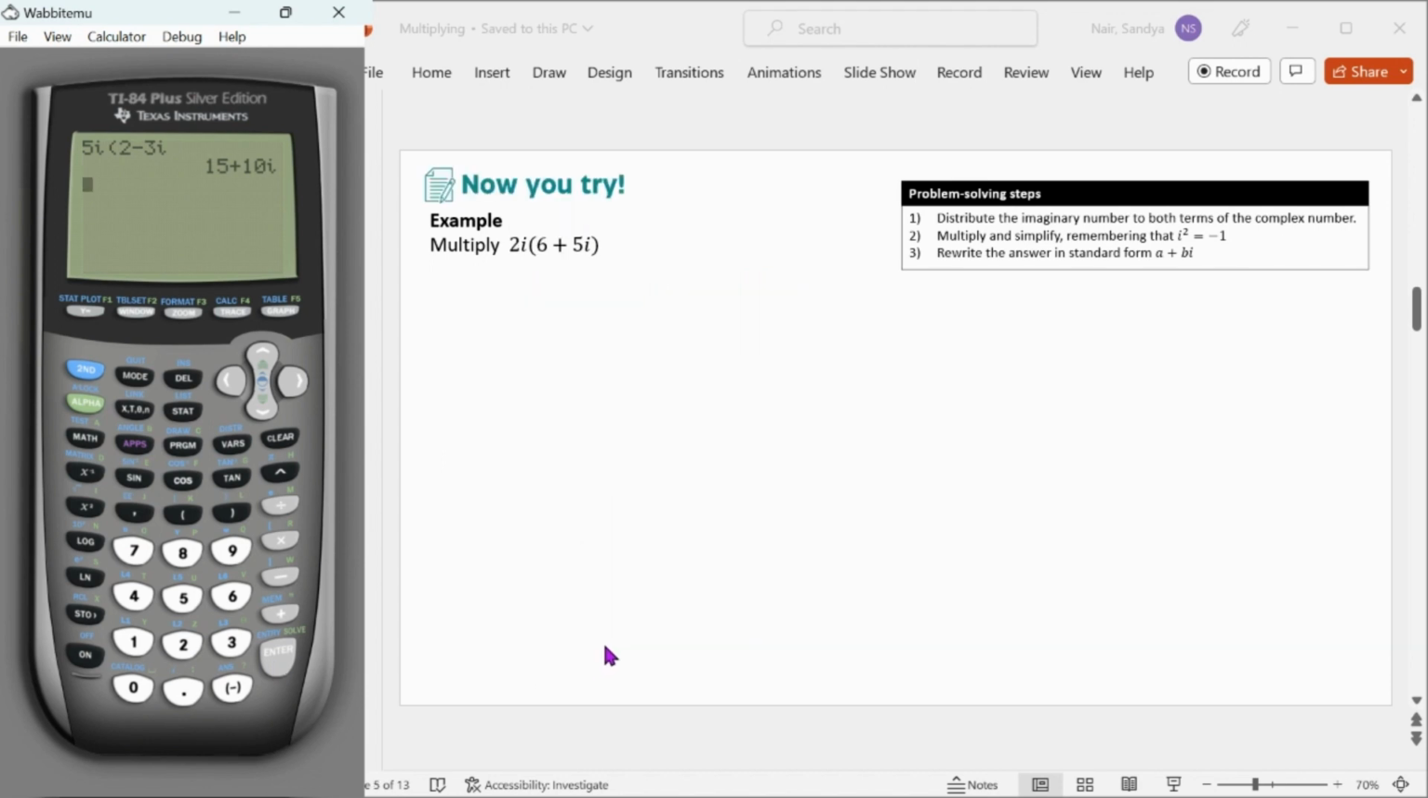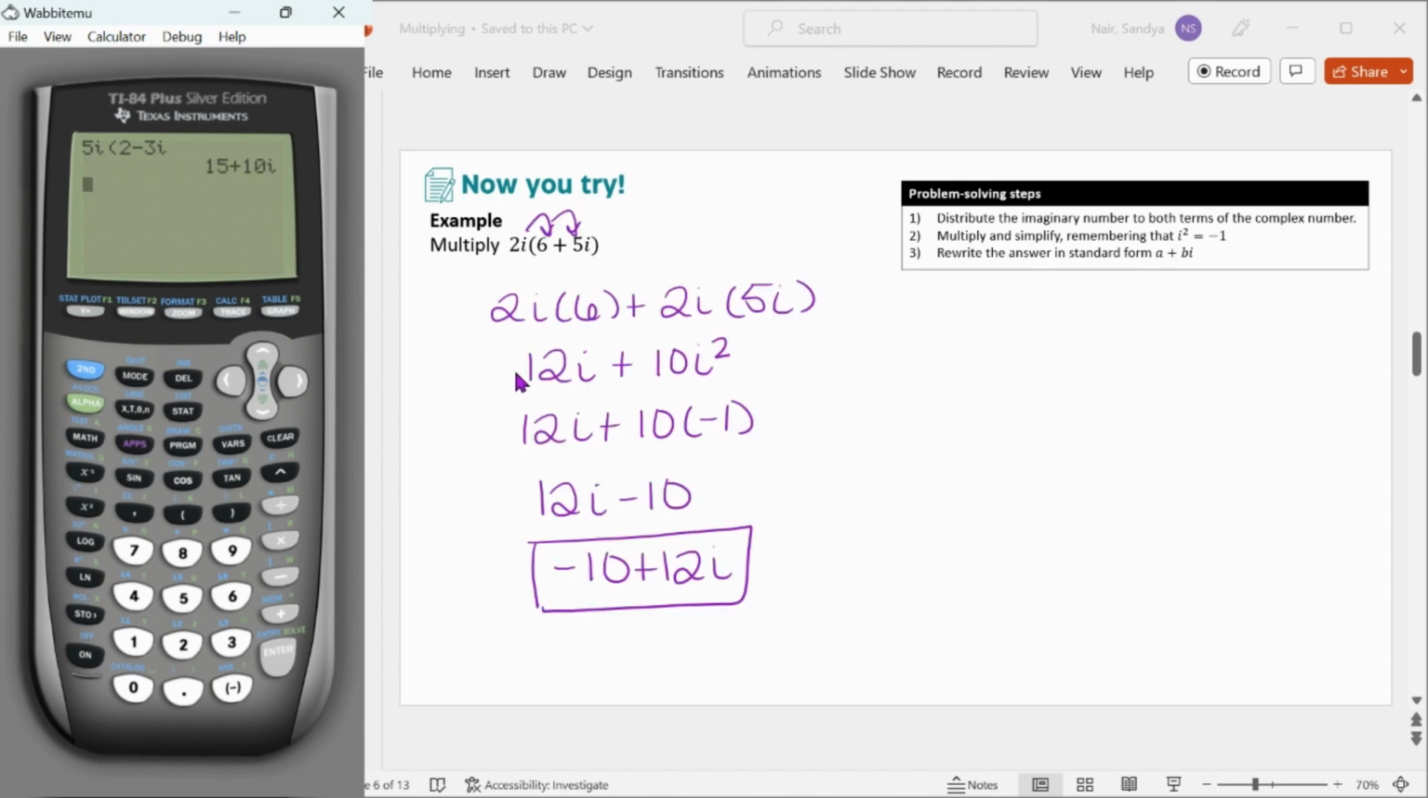So now you can go ahead and pause the video and try doing this example on your own. So we do 2i times 6 plus 2i times 5i, which gives us 12i plus 10i squared. That's 12i plus 10 times -1, which is 12i minus 10. So that, when we rearrange in standard form, is -10 plus 12i. We can also double check this on our calculator. So we do 2i parentheses 6 plus 5i, and when we hit enter, it gives us -10 plus 12i.